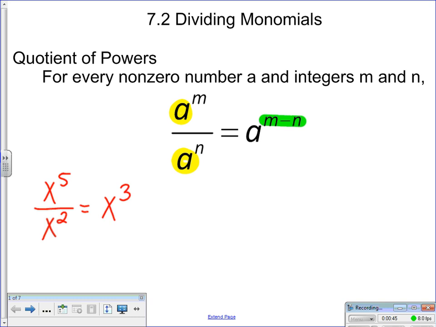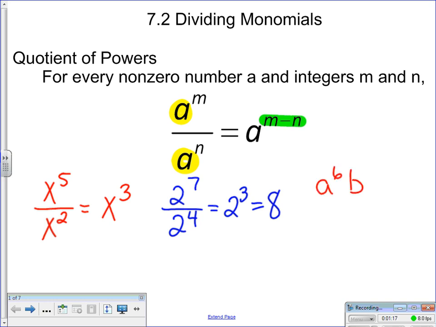And this also works with numbers. For example, 2 to the 7th over 2 to the 4th. Both 2 and 2 are the same, so subtract 7 minus 4, and you get 2 to the 3rd. And then you should work that out and change it to the number 8, because 2 times 2 times 2 is 8.